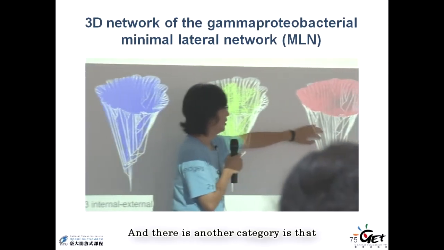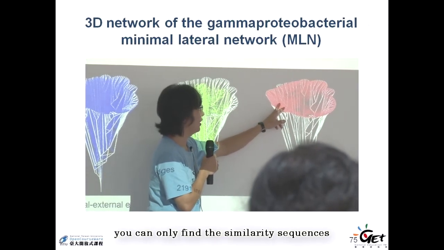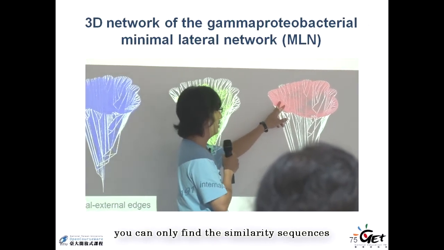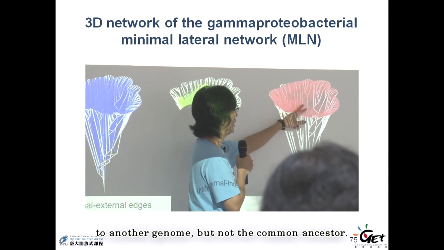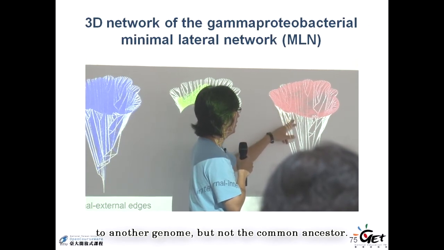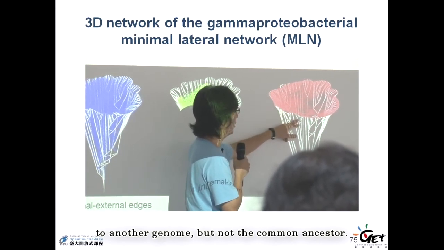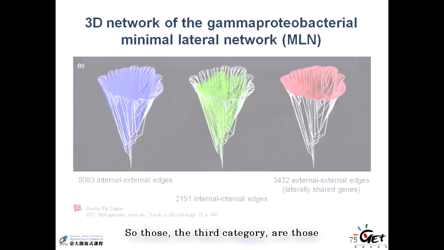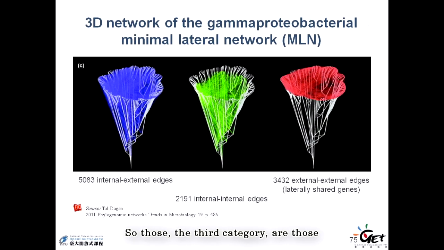And there is another category, where you can only find the similarity of the sequences to another genome, but not the common ancestor. So the third category is those lateral gene transfer things, I mean, recent gene transfer things. So you can categorize into different networks, and you put those things onto the top of the phylogeny.